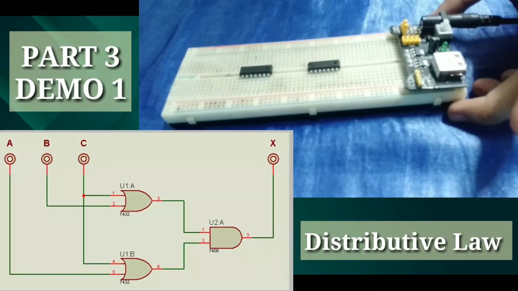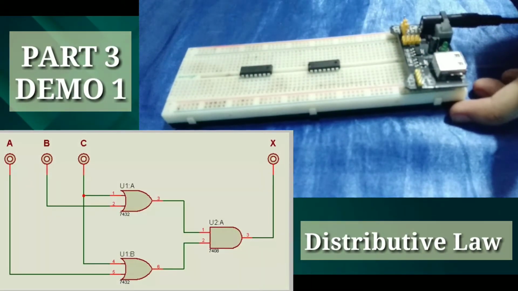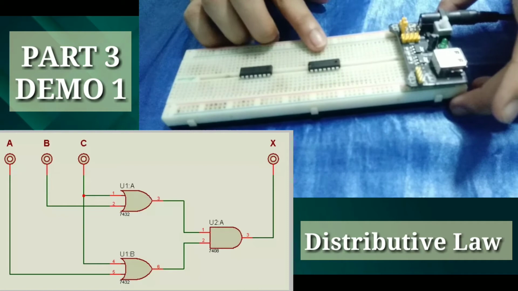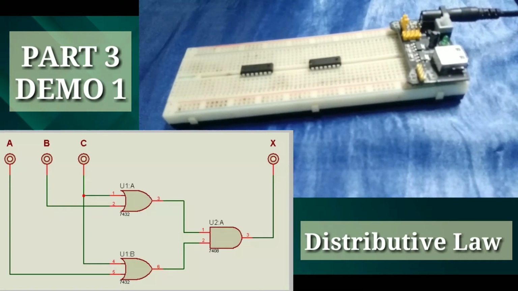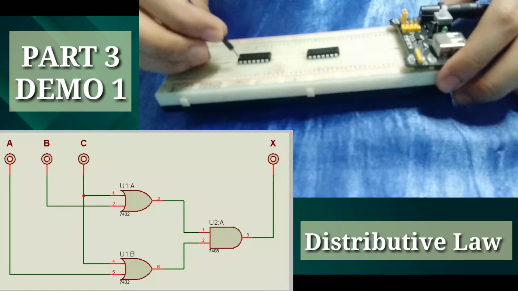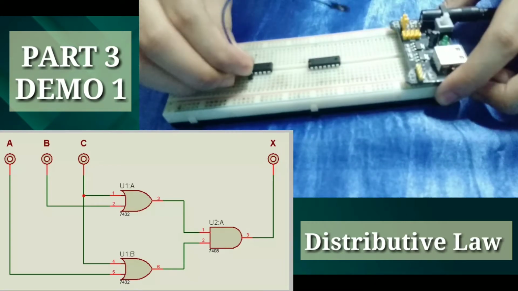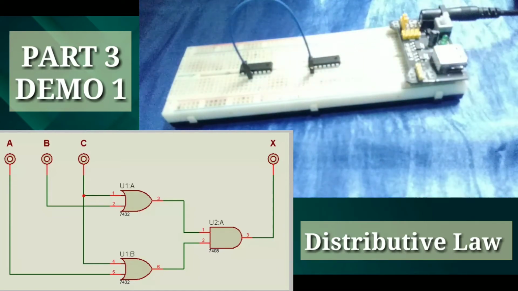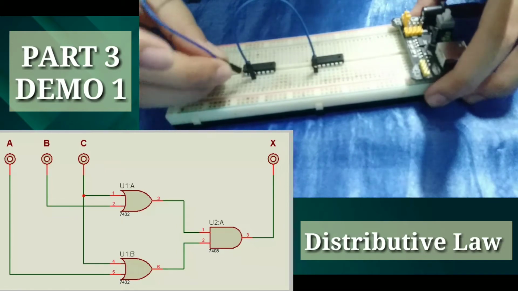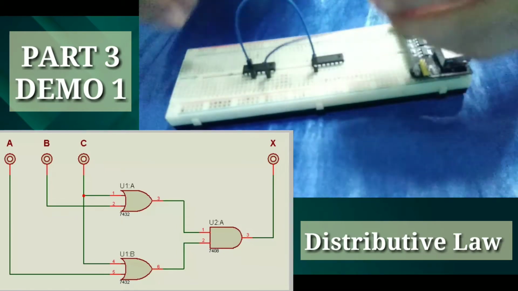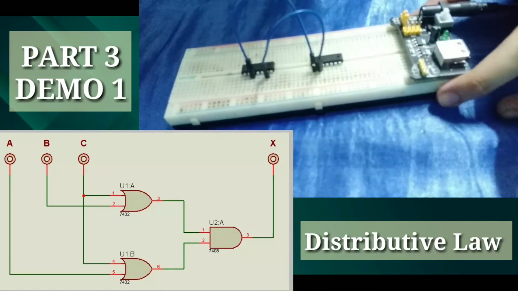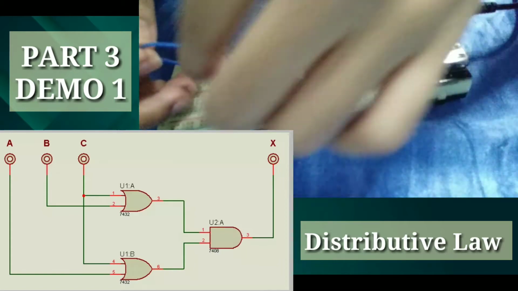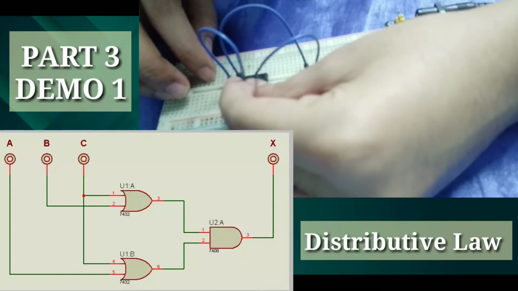Now, for our part 3, distributive law, we will be needing, again, the 7432 and the 7408 integrated circuit. As you can see, the third pin of the 7432 is connected to the first pin of our 7408. The sixth pin of the 7432 is connected to the second pin of the 7408. The first pin of the 7432 is connected to its fourth pin. So it's 1, 2, 3, 4.